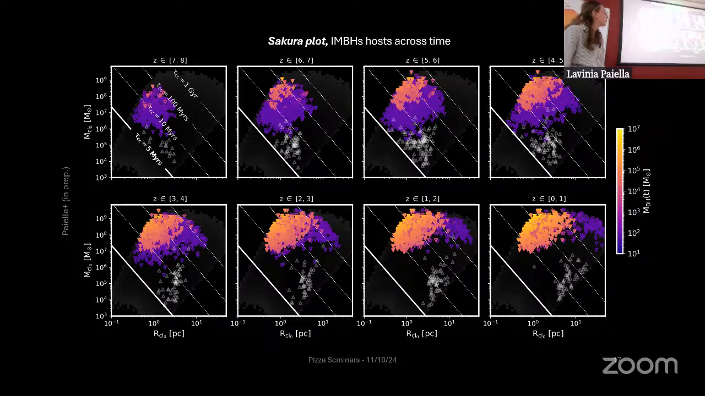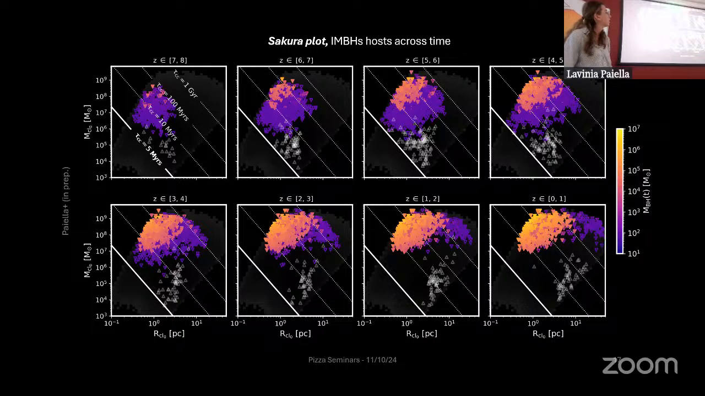And this is similar to the one that I showed you before. Here we are looking at different snapshots in redshift, but now we want to see where the IMBHs are forming. So you have again the mass and the radius, and the color is the mass of the IMBH. The orange ones are the heaviest ones, and of course, as you expect, the more you move in time, the more orange you get. But where do you get it? You get it for the most massive clusters in our sample, the nuclear clusters that have masses above roughly 10⁷ solar masses.